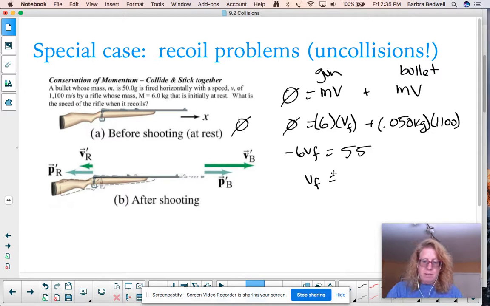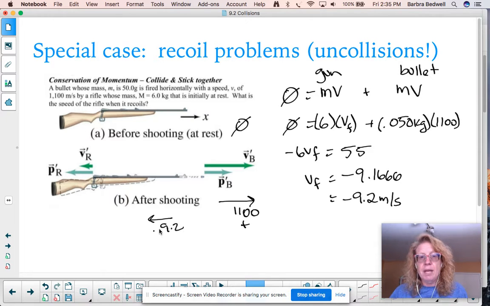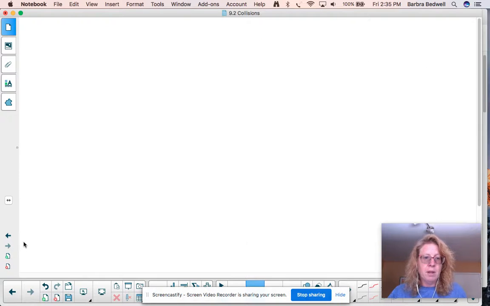VF has to be equal to negative 55 divided by 6, which equals negative 9.1666, which basically is negative 9.2 meters per second. It is meaningful that this is a negative number because, remember, the bullet is moving in that direction at 1100. That's a positive velocity. The gun is going to be moving in the opposite direction, and it's a lot heavier, so it's going to have a much smaller speed. That's why it's negative 9.2, the opposite direction. So don't forget your negative signs. It's a key point.